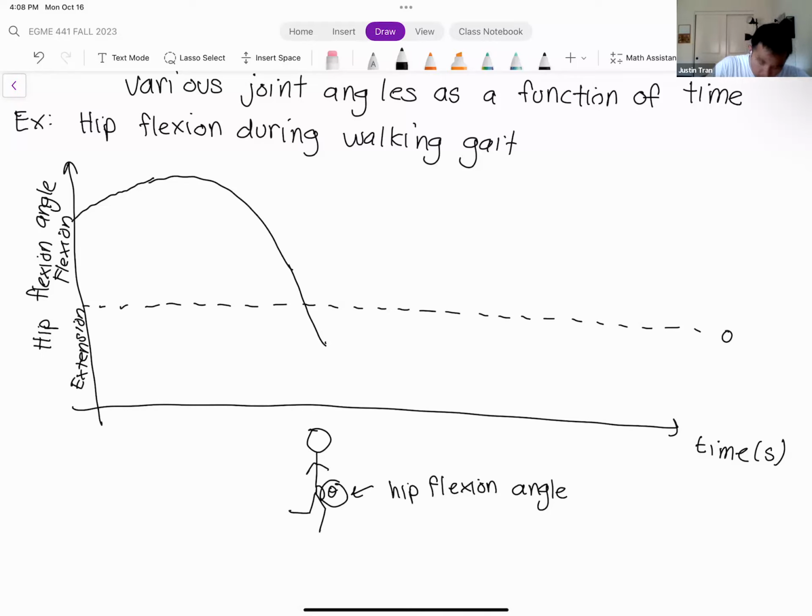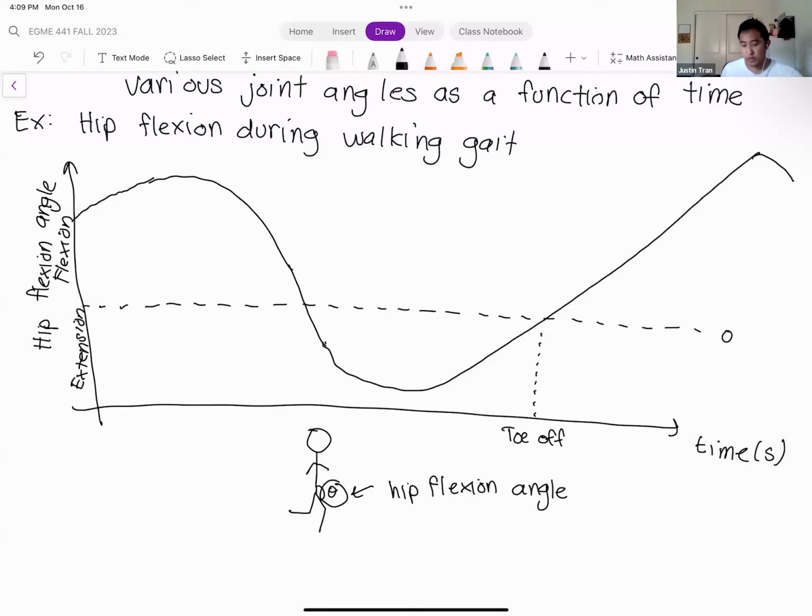And then as you push off the ground and go into the swing phase, it comes back up here like that. And then of course, this starts to repeat because that goes into the next cycle. And so right here, right when we transition from extension to flexion, this is when your toe comes off. So this is the end of the stance phase. And then that cycle just repeats.